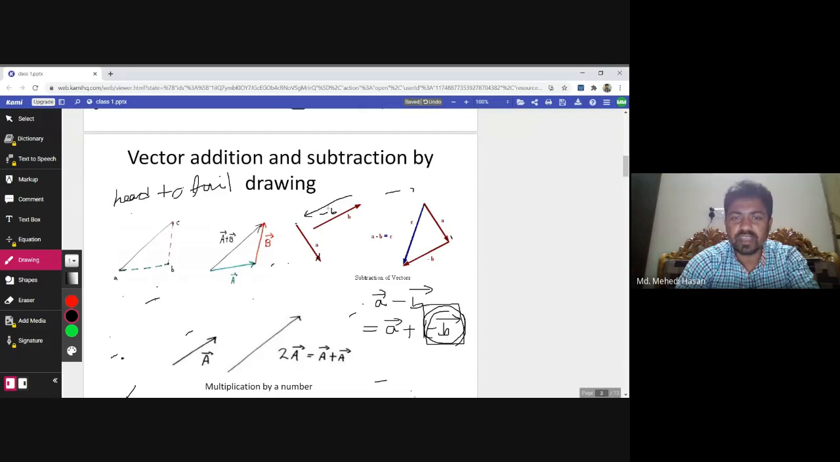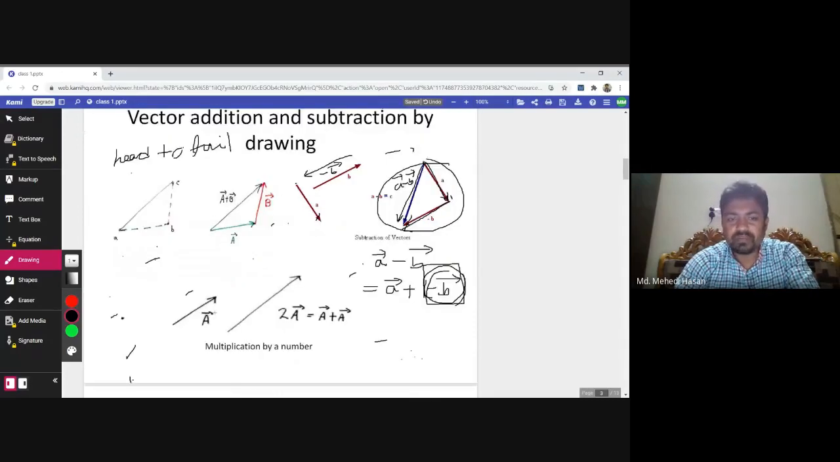Only the direction is opposite. Then this is the resultant vector A minus B. So A remains the same, then this is minus B. If we draw a third vector from the first vector's tail to the second vector's head, this is A minus B. So this is addition and subtraction of vectors.